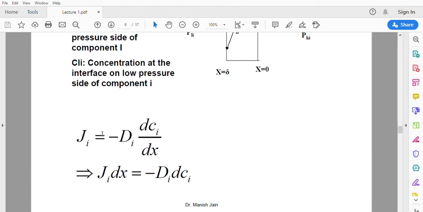Now the flux can be represented using Fick's law. So Ji equal to minus Di dCi by dx, where Ji is the flux in moles per meter square second, Di is the diffusivity coefficient in meter square per second, Ci is the concentration of component I in moles per meter cube, and x is the distance or thickness of the membrane. Okay, so you can write this equation in the integral form.